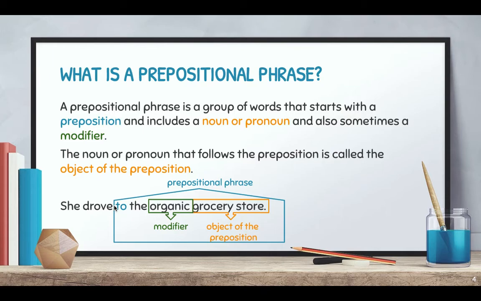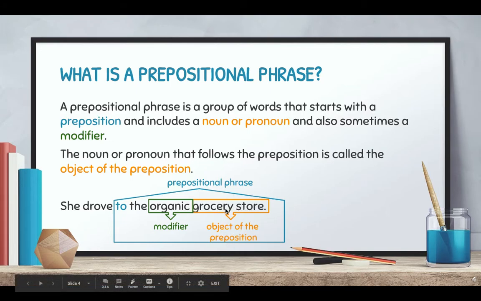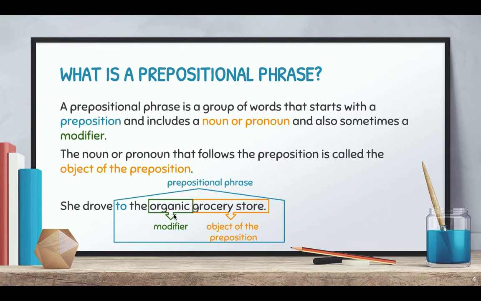So in this example here, we have she drove to the organic grocery store. To is our preposition showing direction. The organic, which is a modifier, it's describing the grocery store, so it's an adjective. And our object of the preposition, our noun, is the grocery store. And so that is our object of that preposition. We've got our preposition, our modifier, and then our object of the preposition.